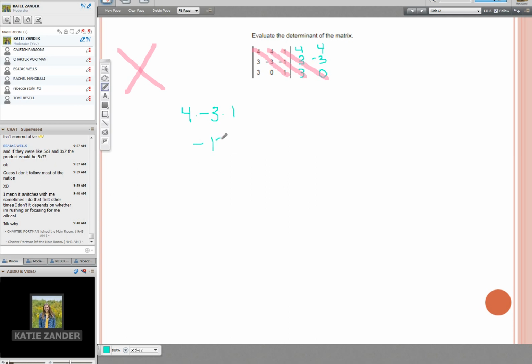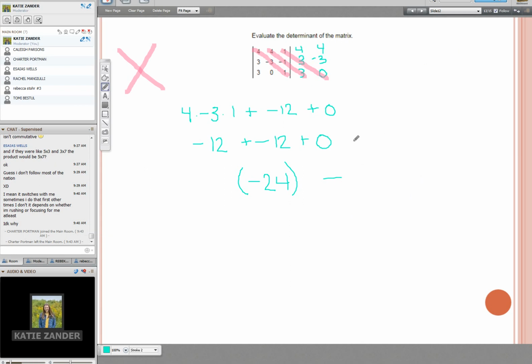That's your negative 12. And we're going to add that with all the other pink diagonals. So 4 times negative 1 times 3. That's another negative 12. And 1 times 3 times 0. Anytime there's a 0 in the list, we really like that. So the first main diagonal is going to simplify down to a negative 24, right? I believe that's what that's going to come down to.